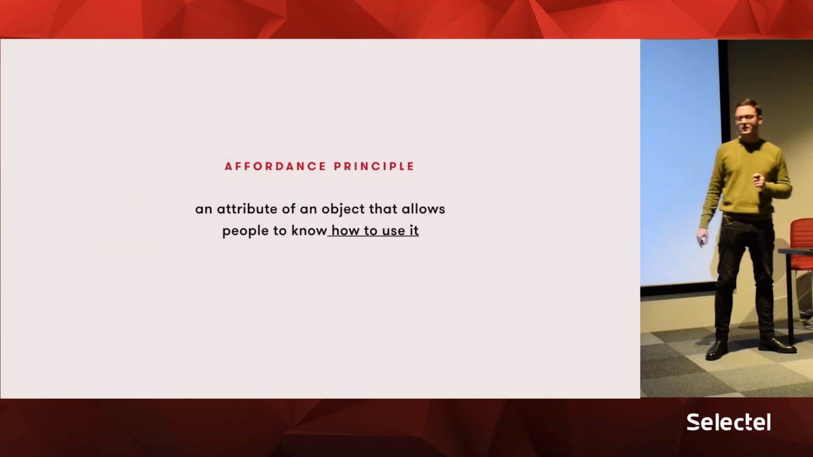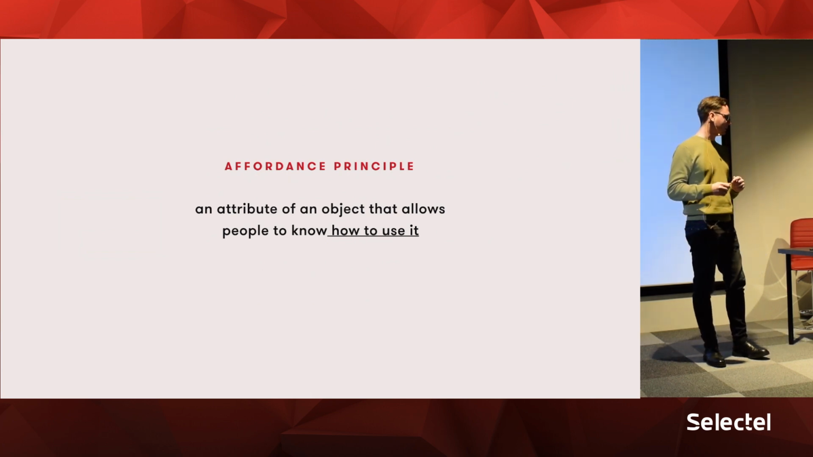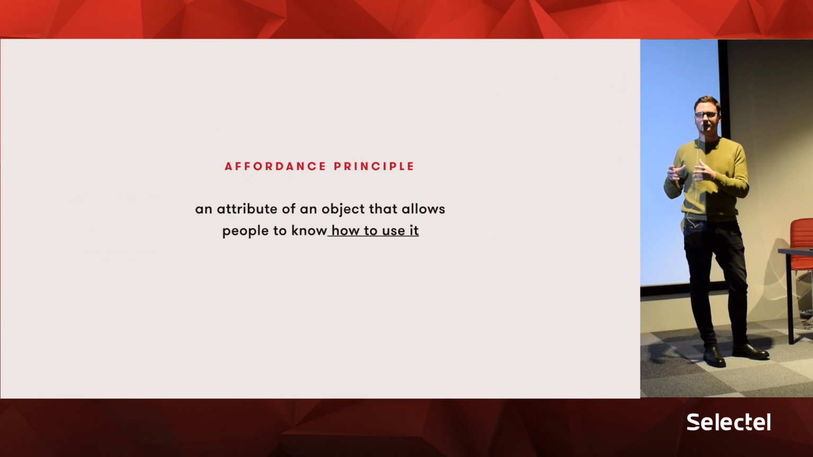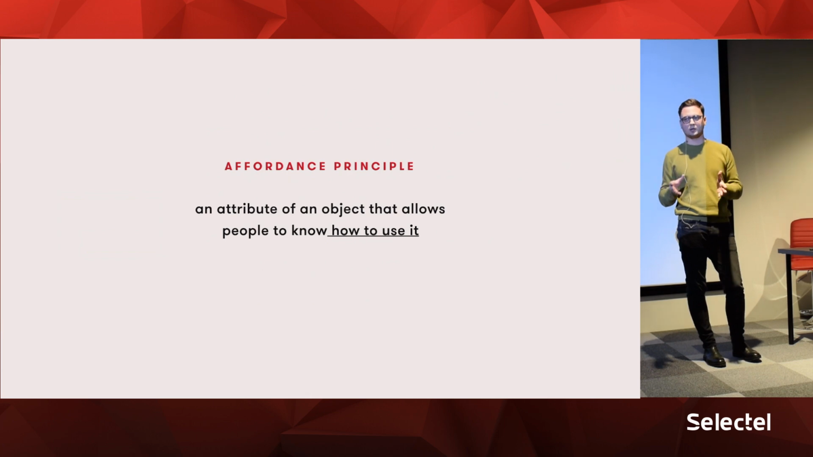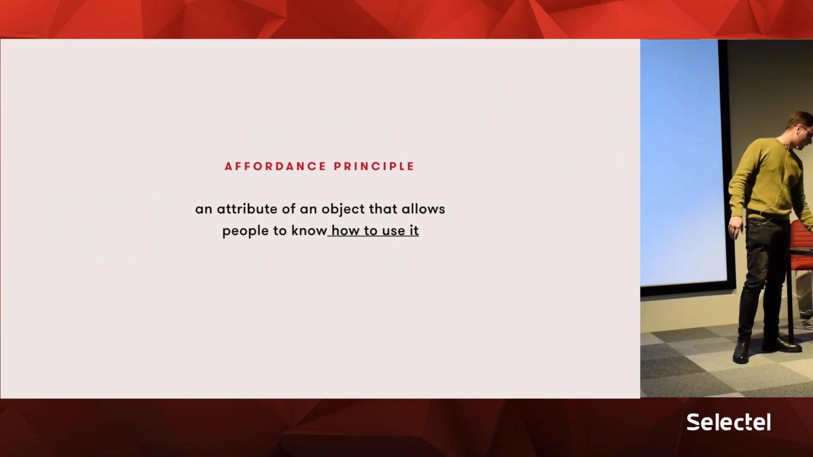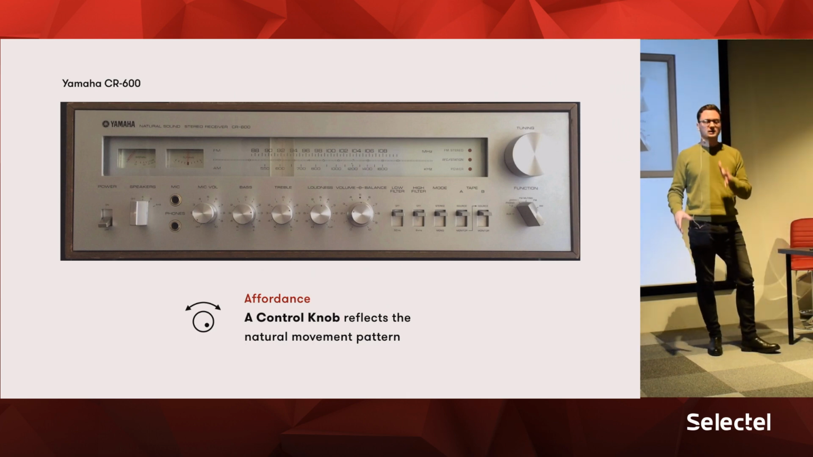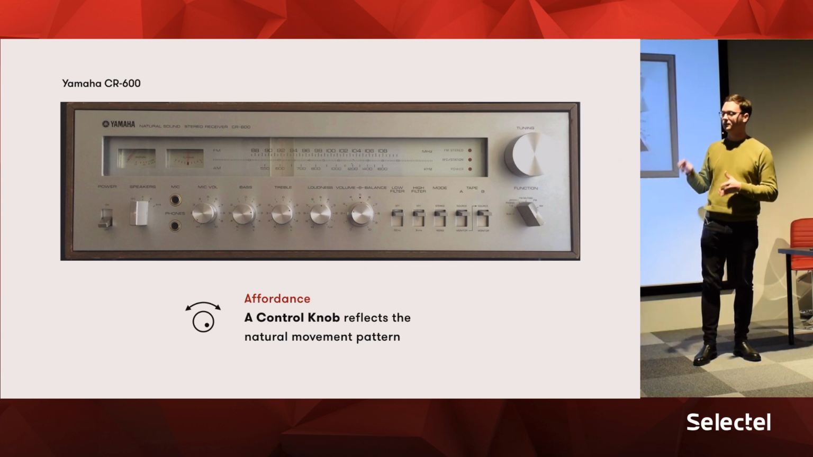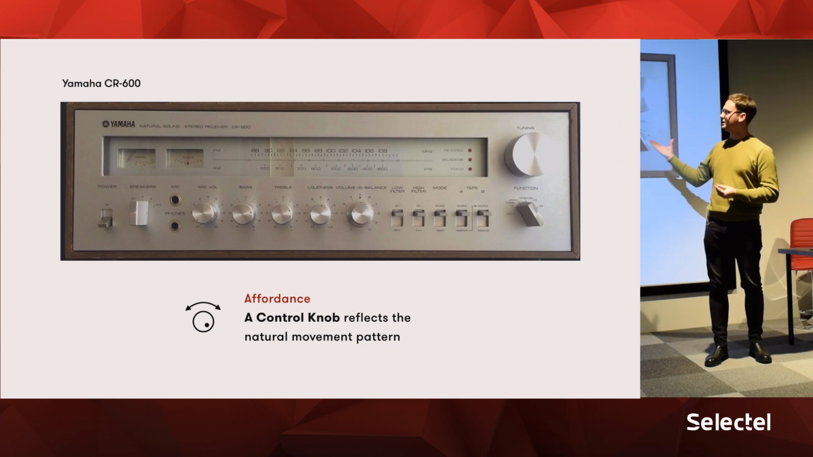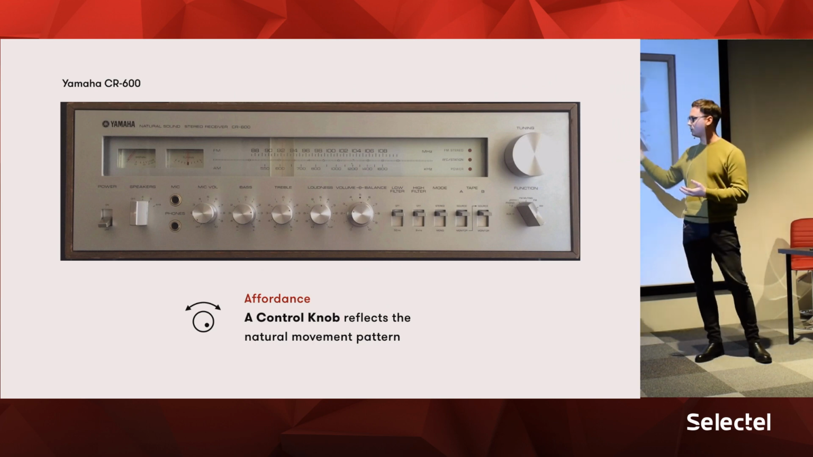Now, I also wanted to mention the affordance principle. What the affordance principle states is that an affordance is a property of an object that allows you to understand how it works without actually knowing what it is. Let's take a look at this Yamaha amplifier. A good example of affordance is this control knob here. There are multiple of them, but when you see this picture, you know that there's this physical thing. You immediately want to rotate it because it's a physical pattern that this tool follows.